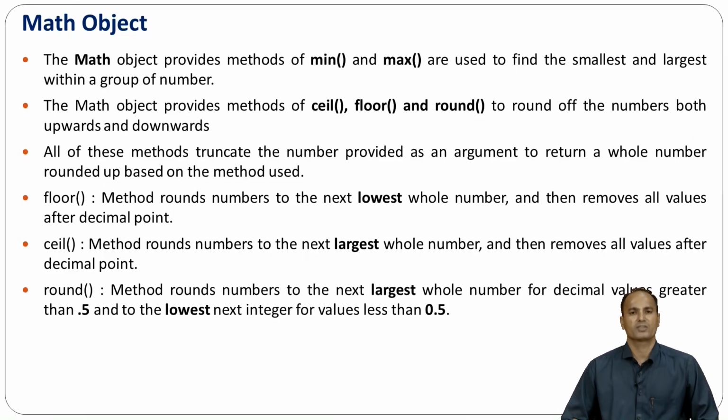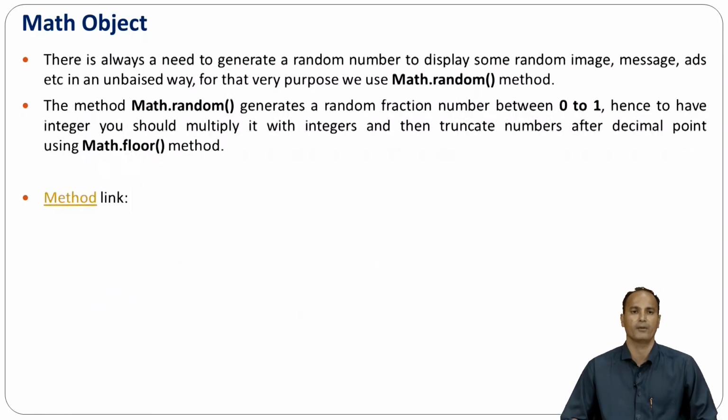All of these methods truncate the numbers provided as an argument to return a whole number rounded based on the method used. The floor method rounds numbers to the next lowest whole number, and removes all values after the decimal point. The ceil method rounds numbers to the next largest whole number and then removes all values after the decimal point. The round method rounds numbers to the next largest whole number for decimal values greater than 0.5, and to the next lowest integer for values less than 0.5.